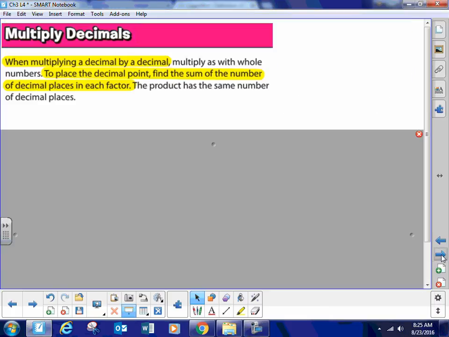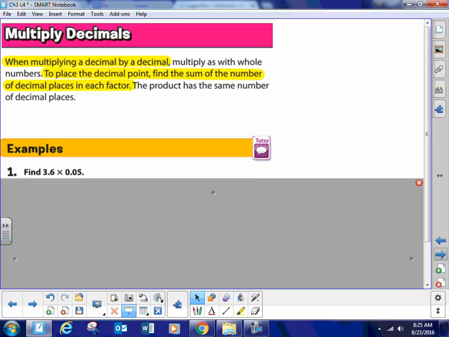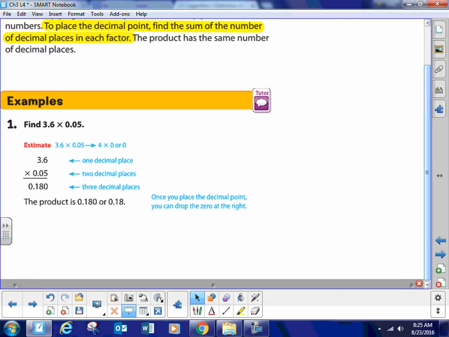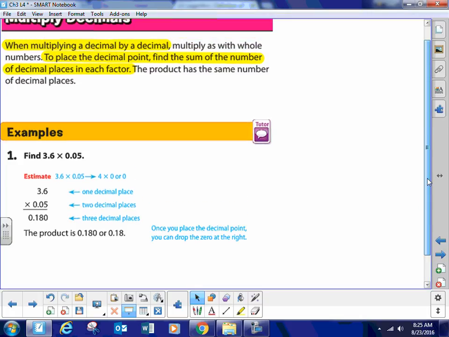When you multiply decimals, you do it just like we did yesterday. Except that instead of there being a whole number, there will be another decimal. When multiplying a decimal by a decimal, multiply as with whole numbers. To place the decimal point, find the sum of the number of decimal places in each factor. The product has the same number of decimal places. We made a little formula, or an algorithm, in which we could do this. Remember this in our notes?